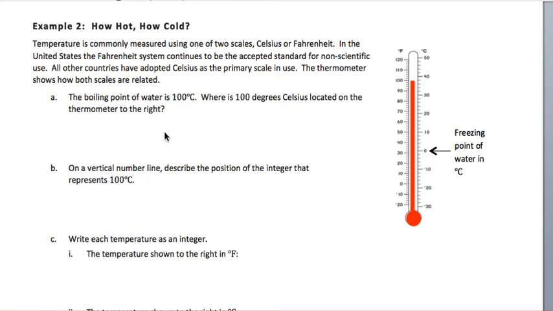And you should notice when you inspect that 100 degrees Celsius is not on this thermometer, but it would be further above 0. So on the vertical number line, which a thermometer looks very much like, the position of the integer that represents 100 degrees Celsius would be 100 units above 0 on the number line.